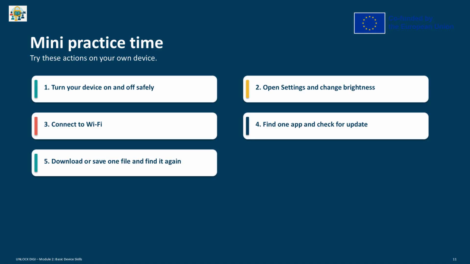Now it is time to practice. First, try to turn your device on and off safely. Second, open settings and change the brightness. Third, connect to Wi-Fi. Fourth, find one app and check if it needs an update. Fifth, download or save one file and try to find it again.